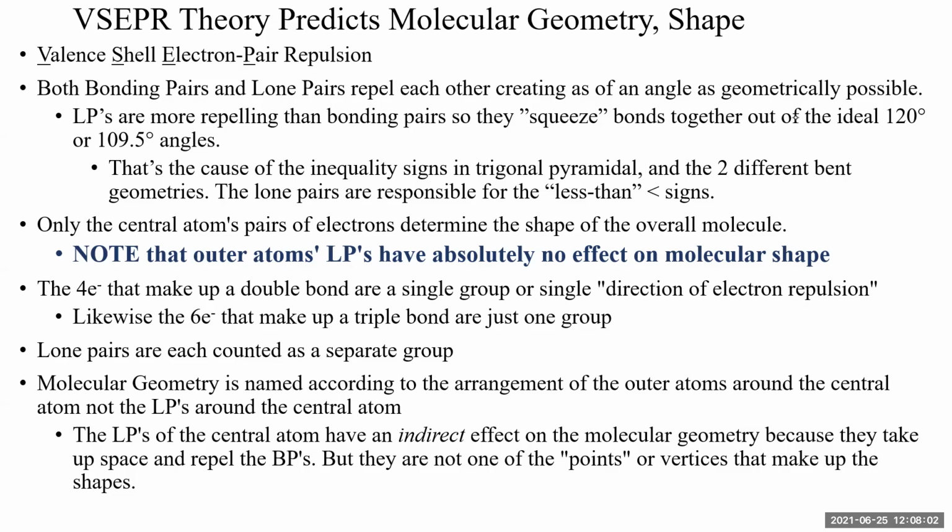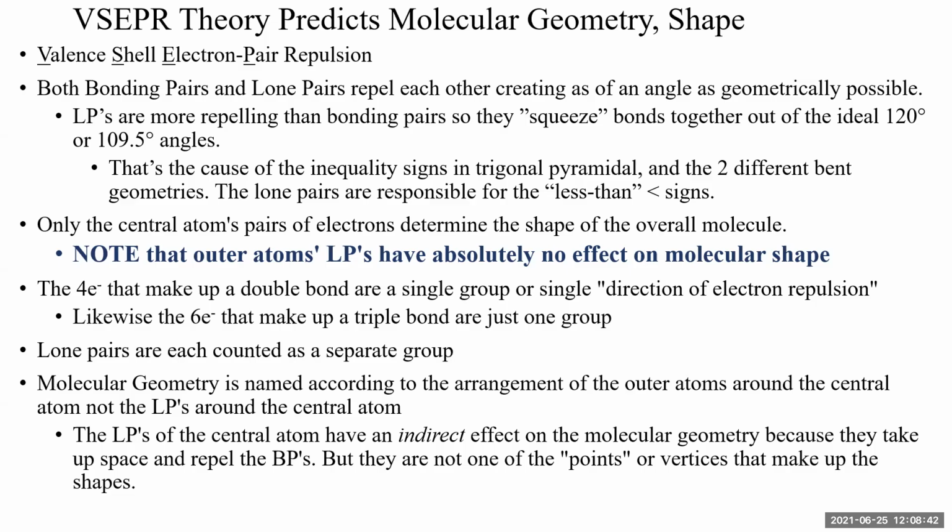VSEPR, or VSEPR for short, stands for valence shell electron pair repulsion. That means the electrons in the outer valence shell repel each other when they are arranged around the central atom. And again, the repulsion that we're going to be concerned with is only from the electrons that are around the central atom. The outer atoms' lone pairs have absolutely no effect on molecular shape.